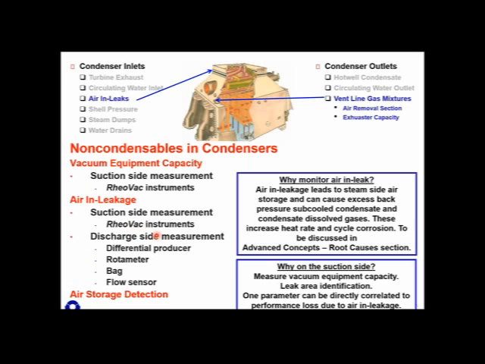You can use a REAVAC measurement, or you can use discharge side measurements. Probably the most common one is a rotameter. It's a common choice, but that's not an online measurement. There are some electronic flow sensors that you can put on the discharge that measure the airflow. There can be issues with those, but that's another valid way to measure air in-leakage from a condenser.